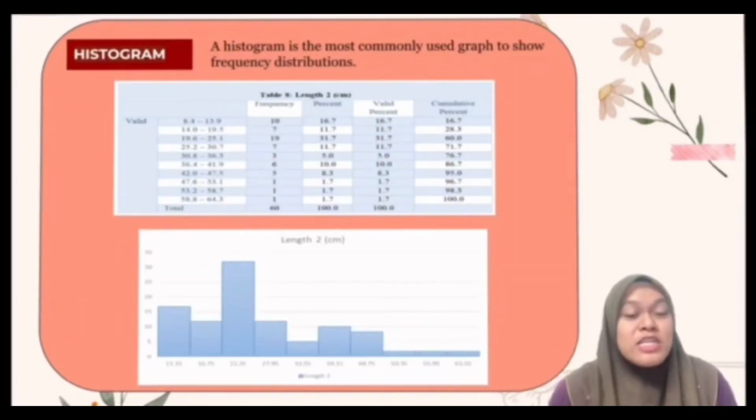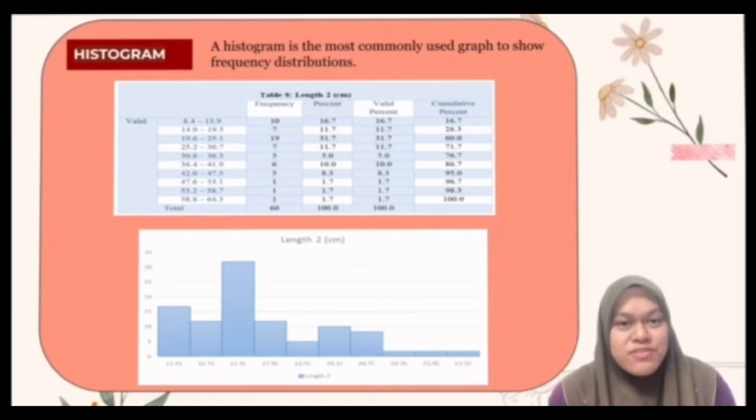The last one is the histogram. A histogram is the most commonly used graph to show frequency distributions. For length 2 in cm, the class of 19.6 until 25.1 cm was the highest frequency with 19 frequencies, equal to 31.7%. The lowest percentage for length 2 was 1.7% in 3 class sizes, which are 47.6 until 53.1, 53.2 until 58.7, and 58.8 until 64.3, with only one frequency.